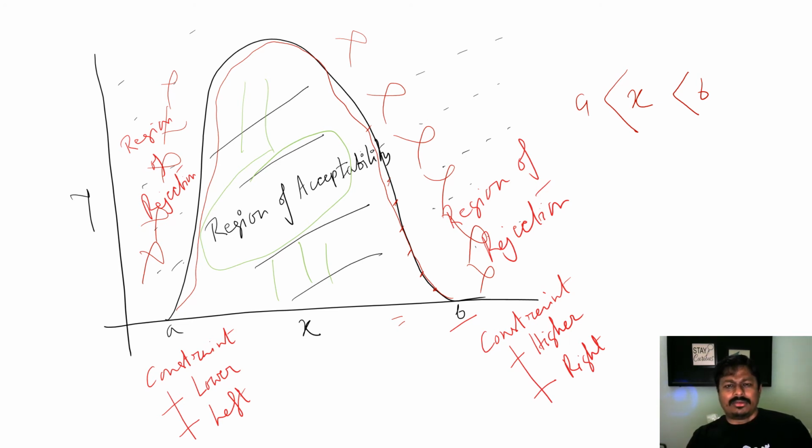Okay, so note this problem. When I say this, then yes, any value upon this point is also acceptable. Sorry, any value upon this point is acceptable. But when you say this A and B, any value upon this curve is also acceptable.